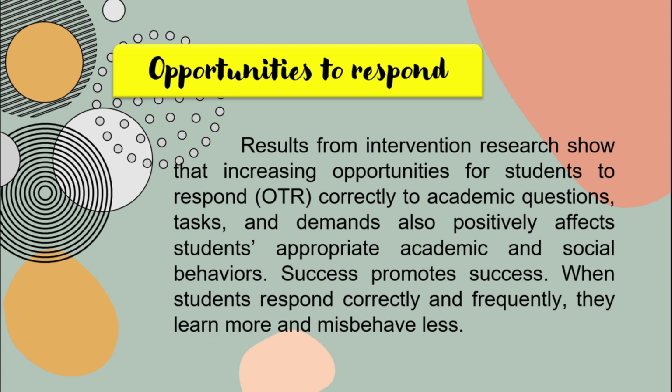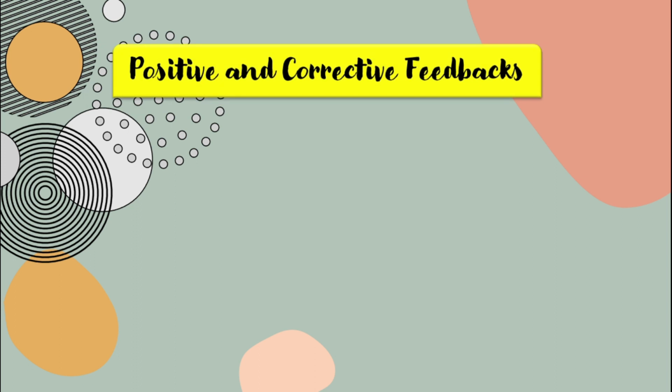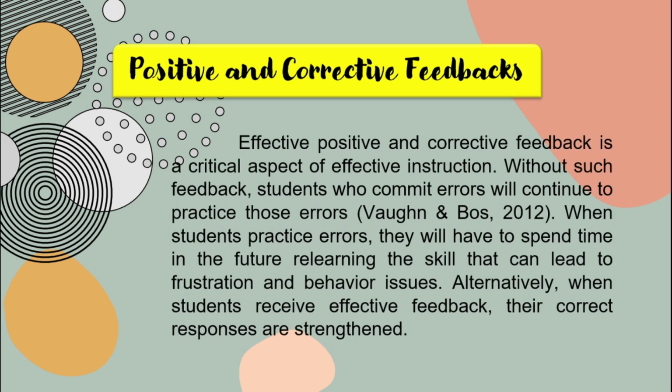For example, if students are required to read a passage and cite text evidence, fewer responses are possible as compared to punctuation and mechanics activities that may require filling in a blank with a correct response from a list of choices. Another factor is positive and corrective feedback. Effective positive and corrective feedback is a critical aspect of effective instruction. Without such feedback, students who commit errors will continue to practice those errors. And when students practice errors, they will have to spend time in the future relearning the skill, which can lead to frustration and behavior issues.